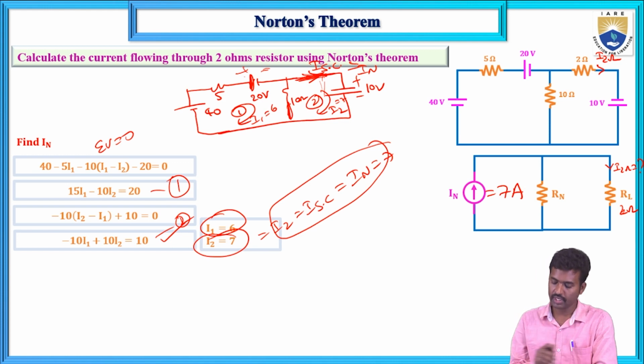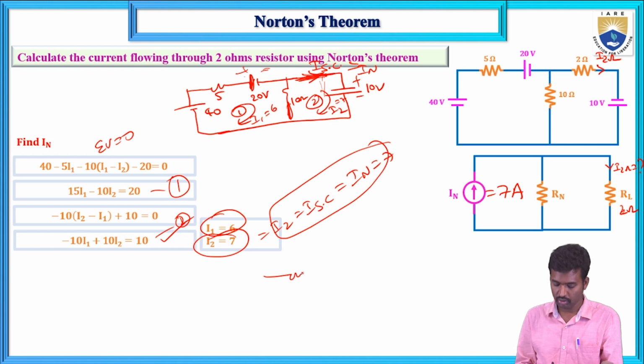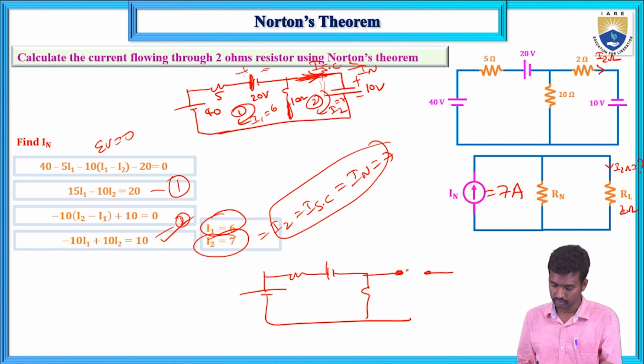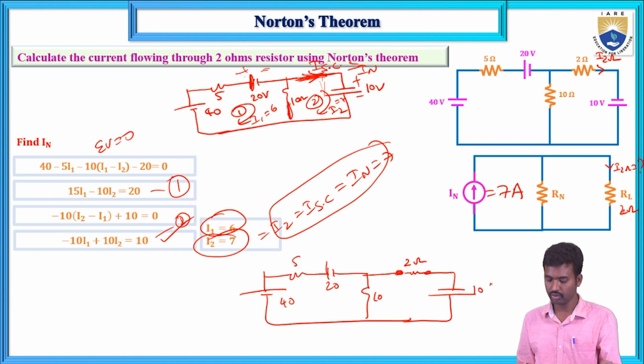Now Norton's resistance, same, first follow the steps. Remove the load resistance from the given circuit. First draw the circuit here. Now this is the 2 ohms resistor and this is the voltage source. 10, 20, 5 and 40, and this one is 10 volts.